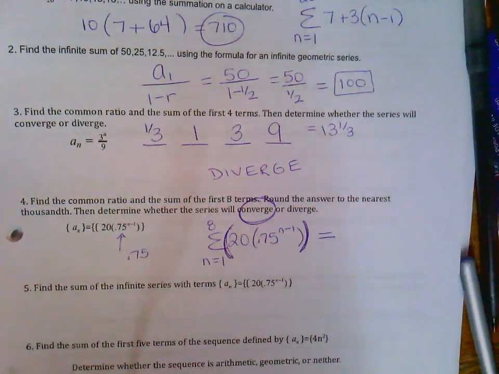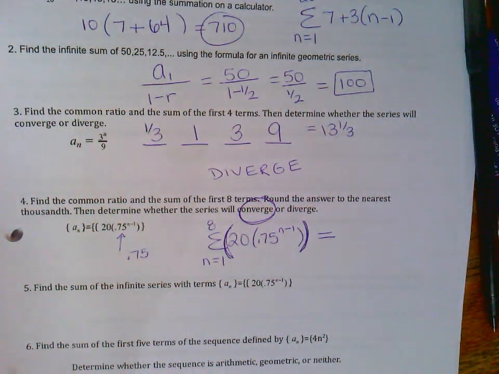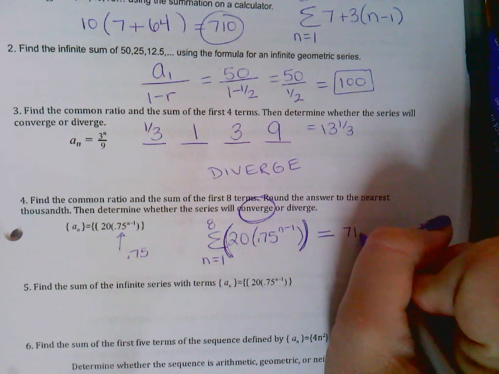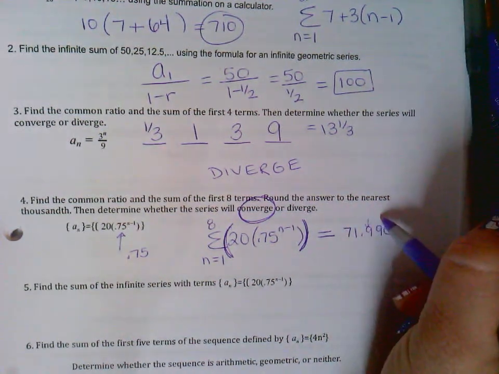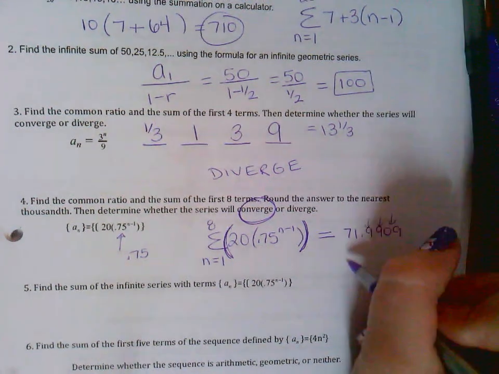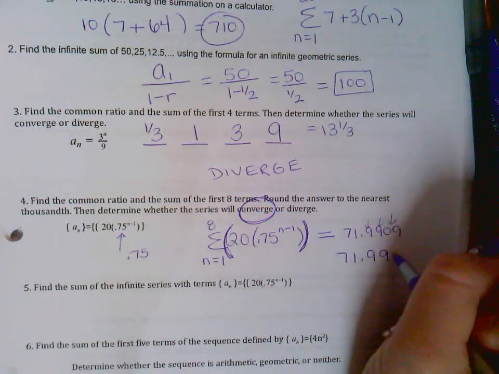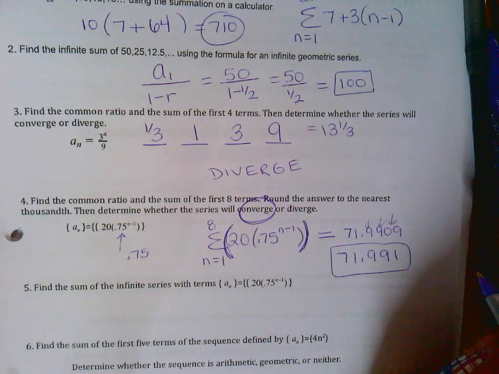So I just typed it into a graphing calculator on my computer, and I got 71.9909. This is the tenths, hundredths, thousandths place. So 71.991 would be rounded to the nearest thousandth.